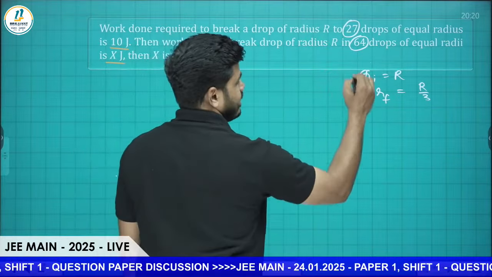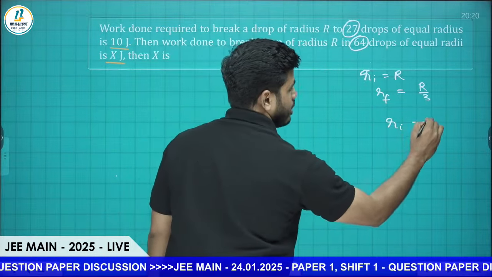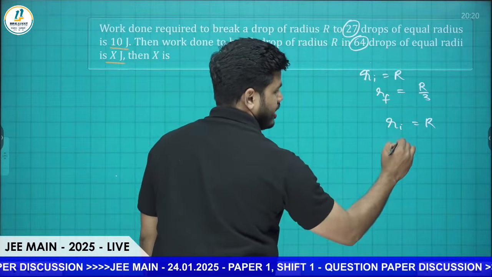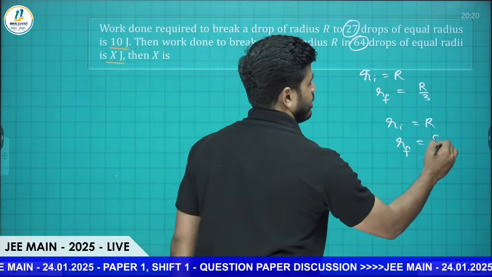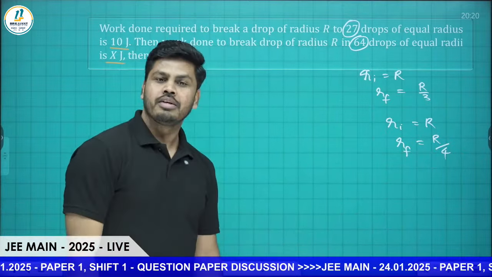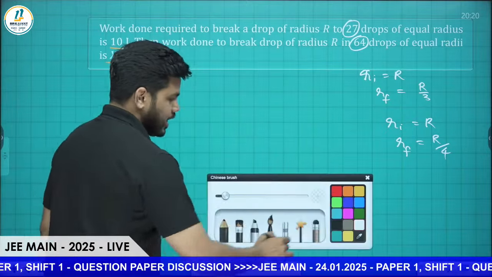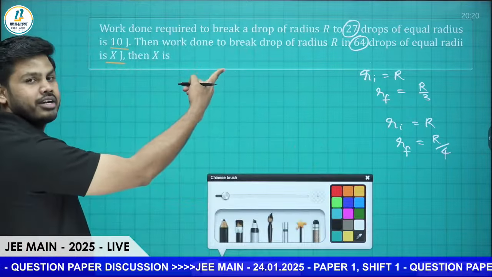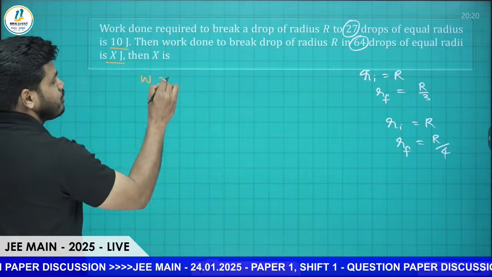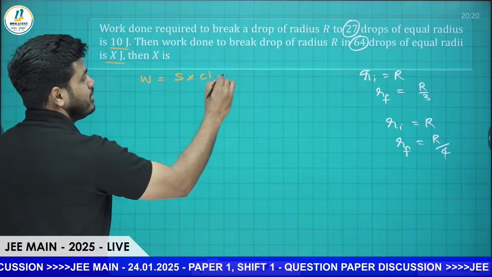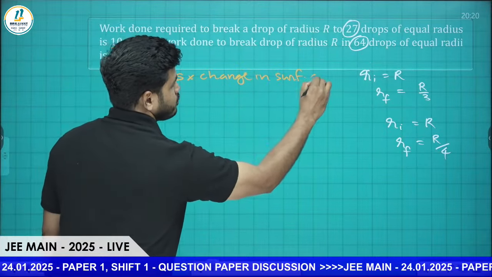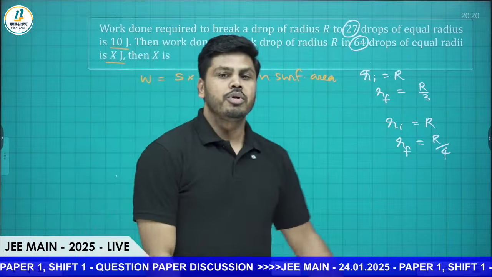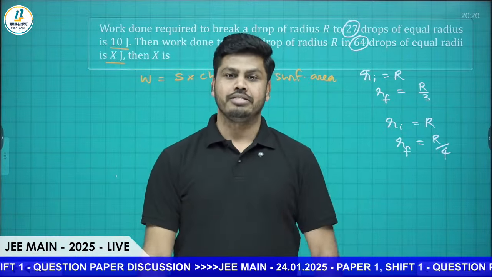In the second case, the initial radius is R. Then the final radius, by splitting that into 64 drops, is going to be just R by 4. We know the equation to find the work done: work done W is equal to surface tension into change in surface area. So we are going to calculate that in one single step.